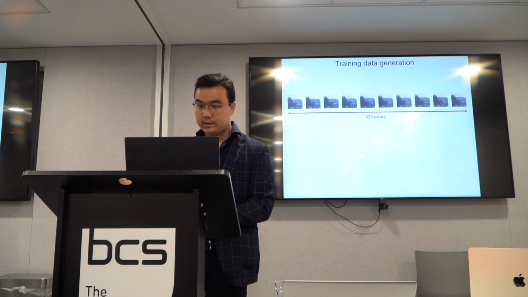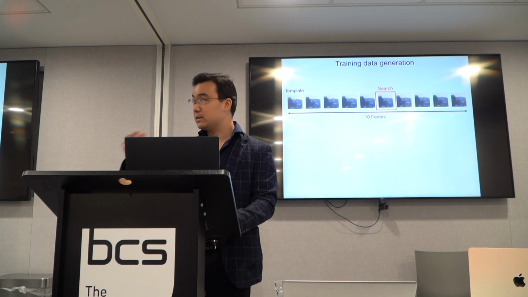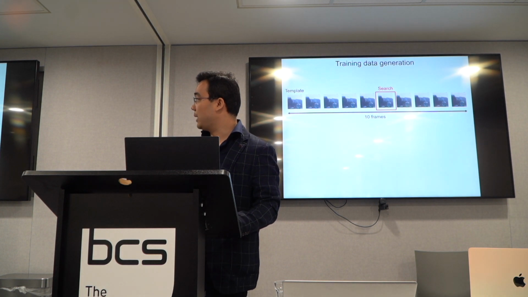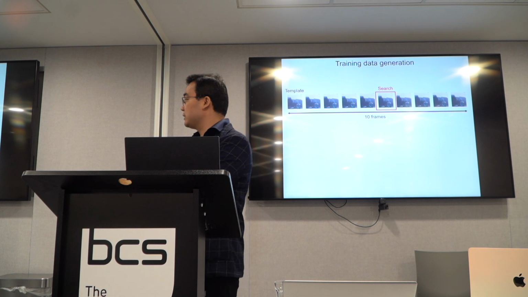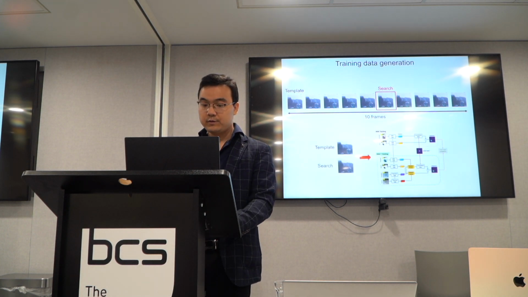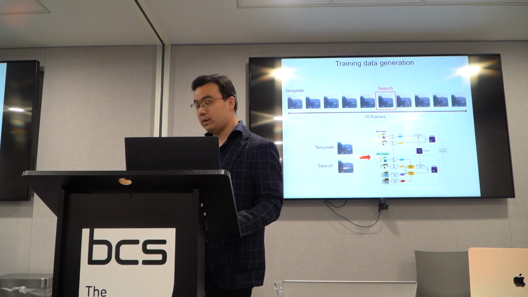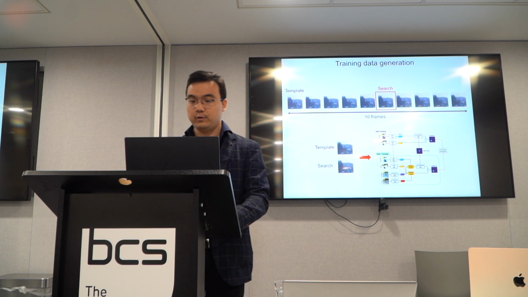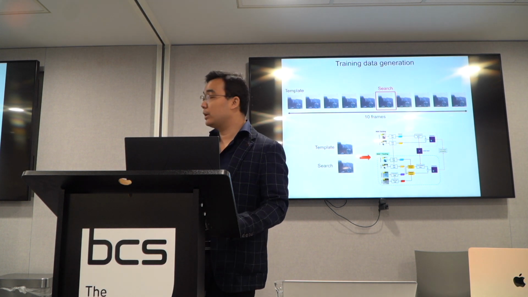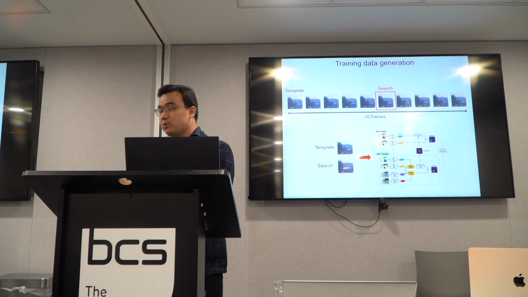Then we select the first frame as our template for tracking, and we randomly select another patch from the remaining 9 frames as our search patch, and then we feed both the template and the search patch to our training framework for training. So in this case, we don't need any human annotations to generate the training data.